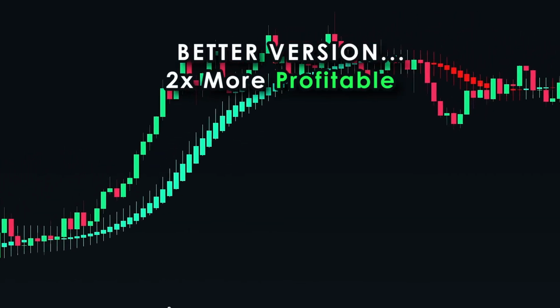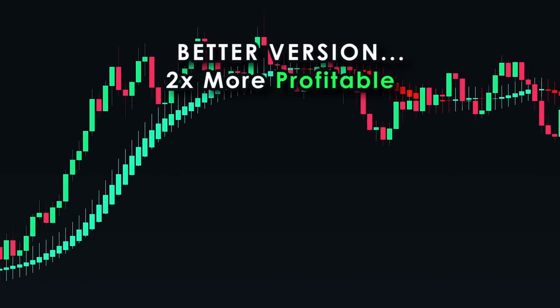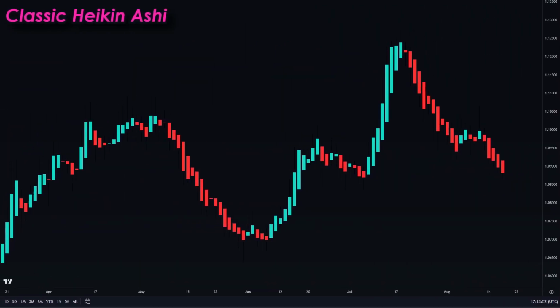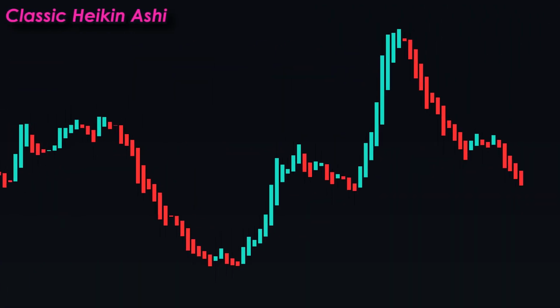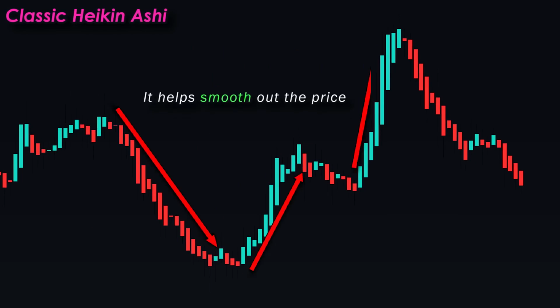I'm going to show you what the indicator is and how you can use it. So first, let's look at the classic Heikin Ashi. As you can see, the way it works is that it helps smooth out the price by replacing your traditional candlestick chart with a Heikin Ashi chart, making it easier for traders to analyze the overall trend.